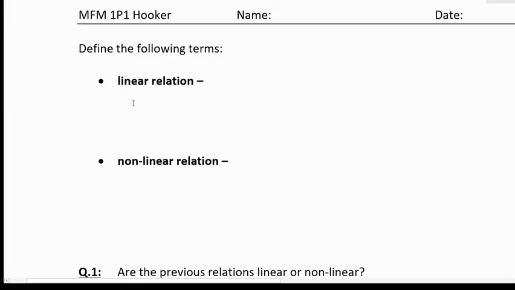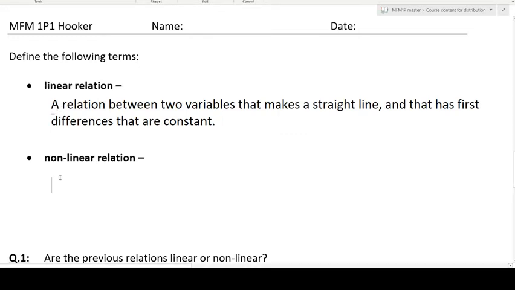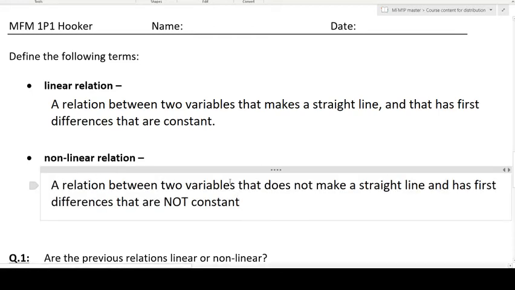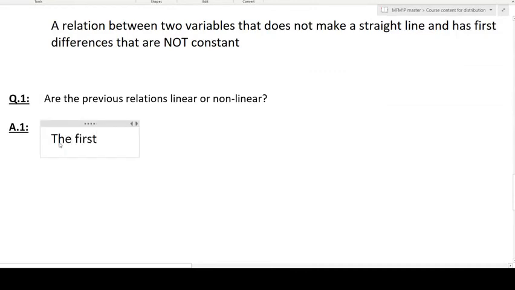So let's define the following terms. What is a linear relation? A linear relation is a relation between two variables that makes a straight line and that has first differences that are constant. A non-linear relation, however, is a relation between two variables that does not make a straight line and has first differences that are not constant. Are the previous relations linear or non-linear? The first one was linear. The second one is not linear.